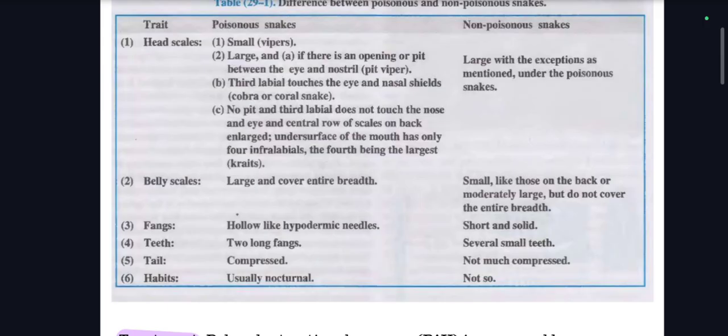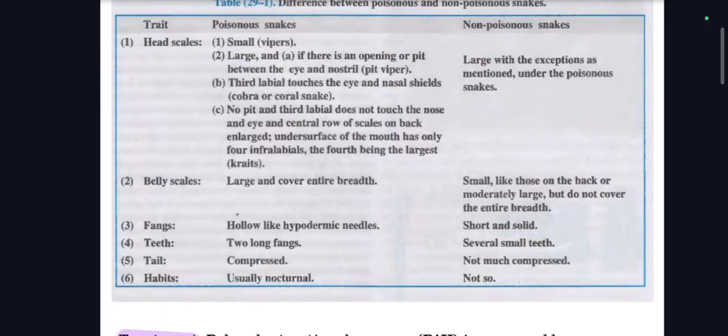Simply just write about head scales. In one line you can write this: small head scales are observed in vipers, large head scales are observed in pit vipers, the third labial is observed in cobras, and no pit and third labial is observed in kraits. So in simple one line you can describe the head scales. What about non-poisonous? Large, with exceptions mentioned under the poisonous snakes. So large head scales are there in non-poisonous.